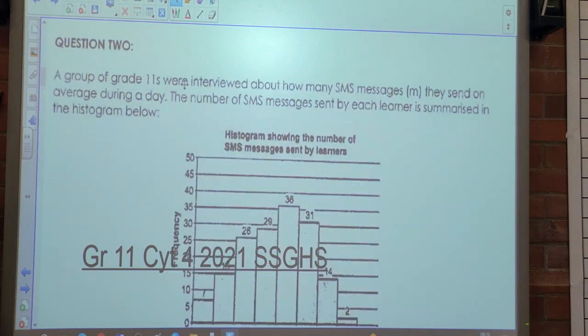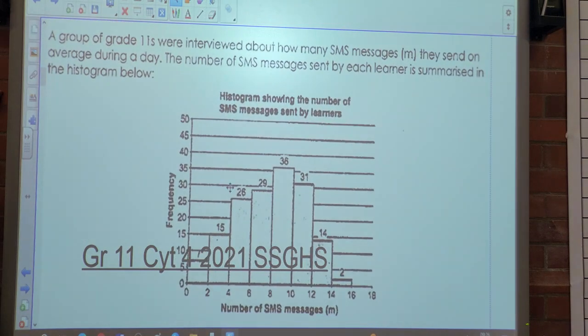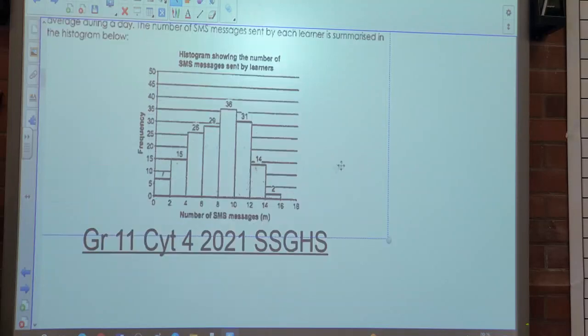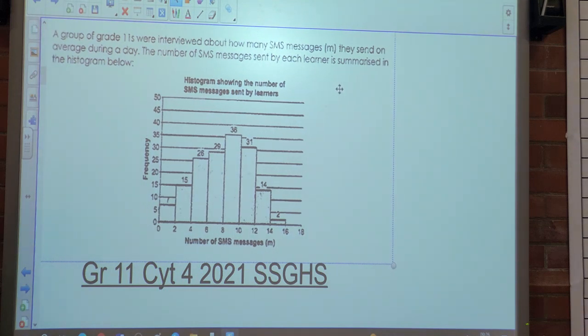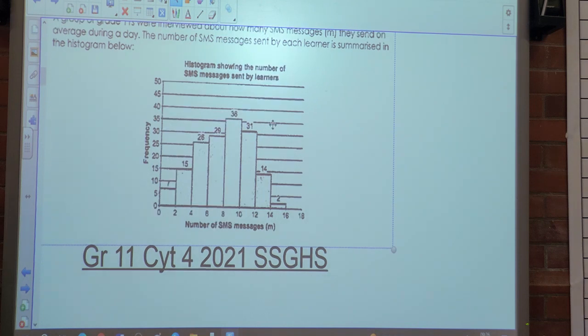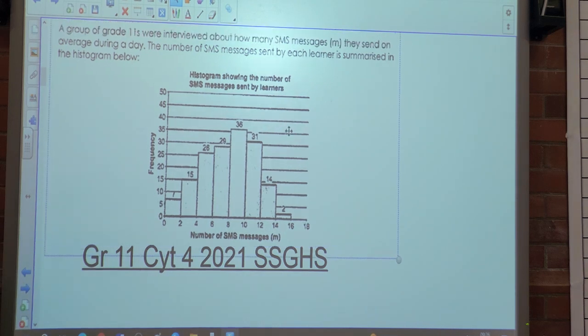Question 2. Alright, so here we are told that a group of grade 11s were interviewed about how many SMS messages they send on average during the day. The number of SMS messages sent by each learner is summarized in the histogram below.